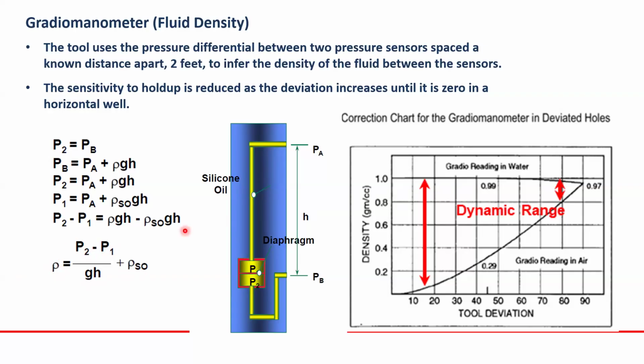Unfortunately, this tool does not work well in case you have deviation, or well deviation. As you see from this graph, the tool deviation and the density, and this is the envelope, the dynamic range of the tool. So if the tool is at about 60%, the density will be affected, reduced, or need to be corrected by up to 40%. Right? 40% is not right from the tool. In 80 degrees or in horizontal, almost 100% is not right.